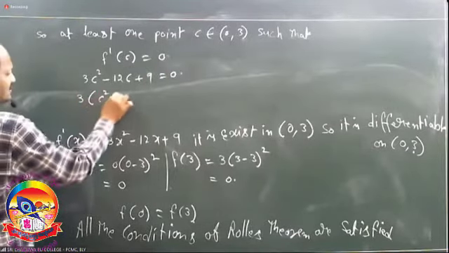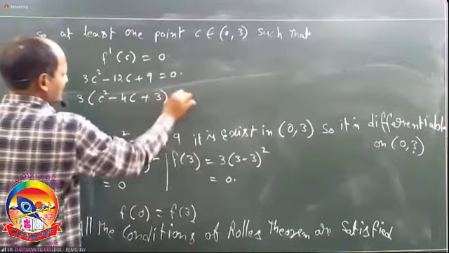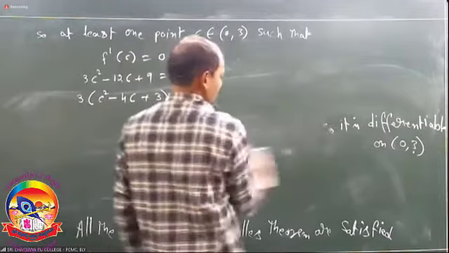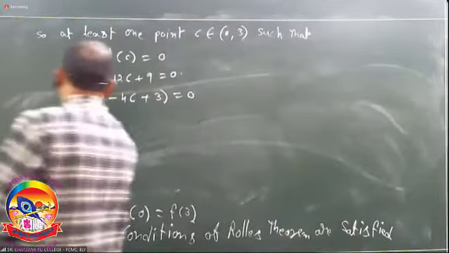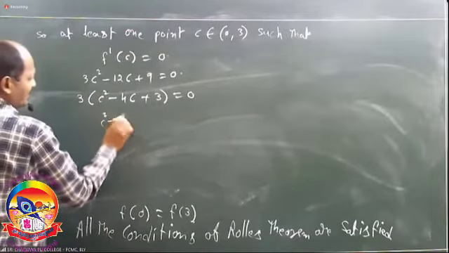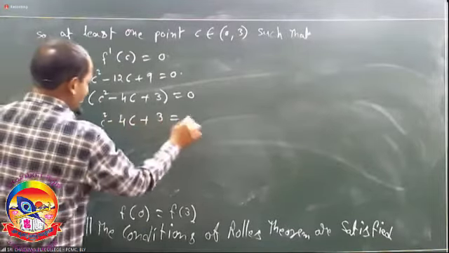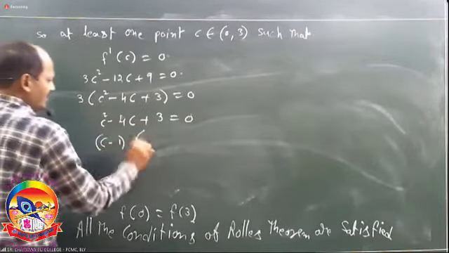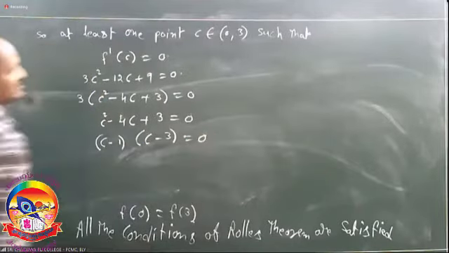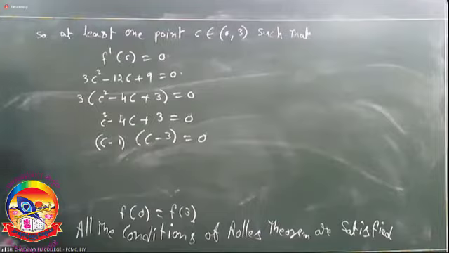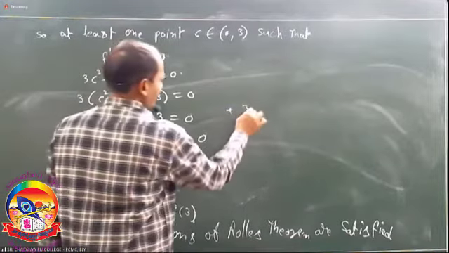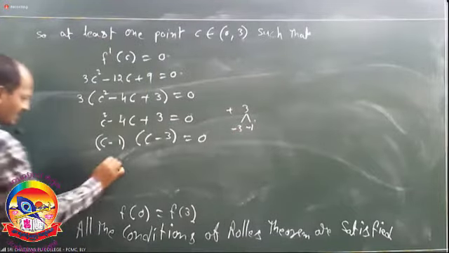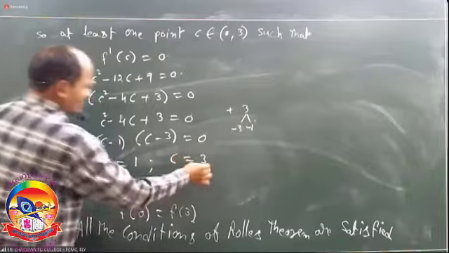3 into c square minus 4c plus 3 is equal to 0. Next, it is c square minus 4c plus 3 is equal to 0. (c minus 1) into (c minus 3) is equal to 0. Factors: plus 3, 3, 1, minus 3, minus 1, minus 4. So clearly c is equal to 1 and c is equal to 3.